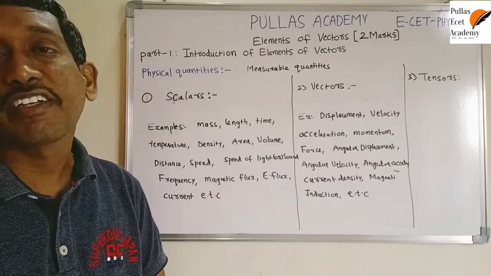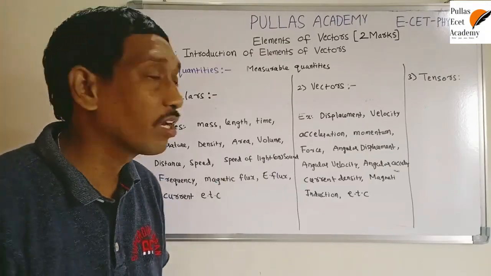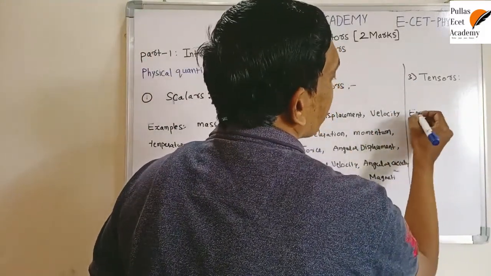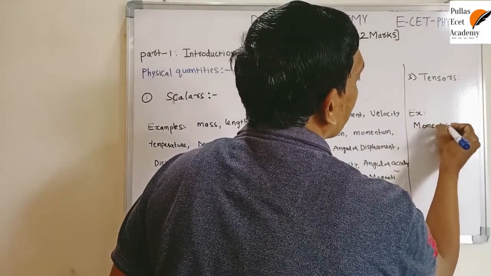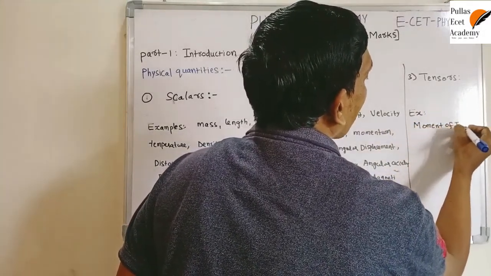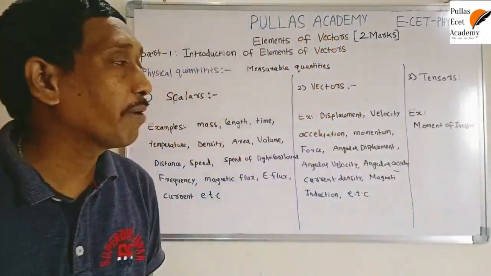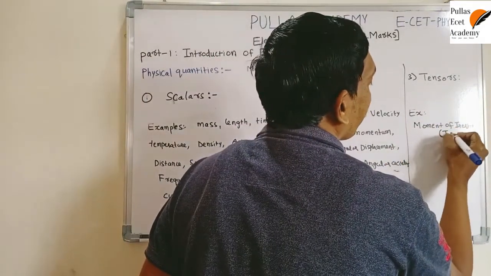In different directions, they have different magnitudes, that is called tensors. Okay, so we have some examples. Tensor examples: moment of inertia. One important quantity is moment of inertia. It has different magnitudes in different directions. It is denoted by I.